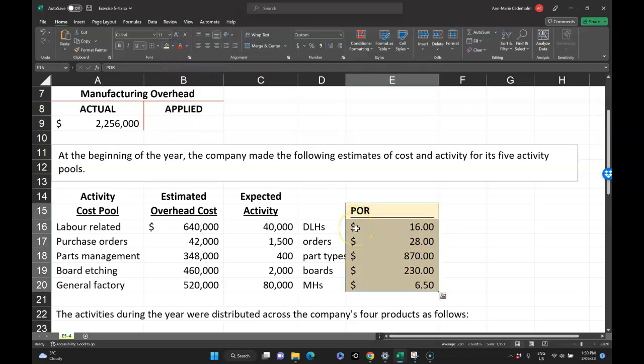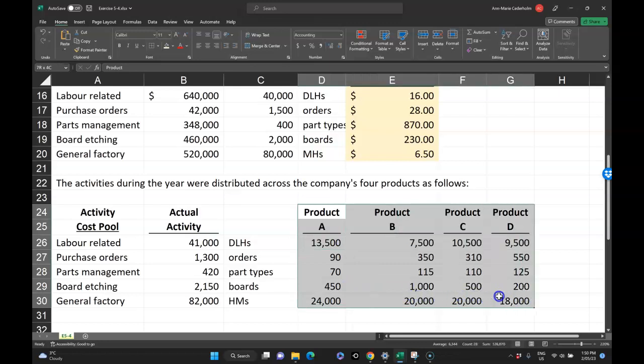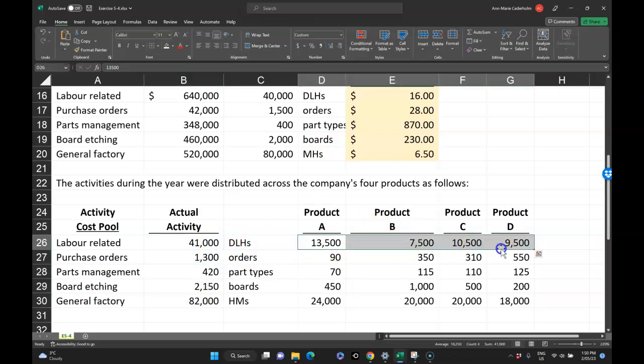So that's step 6. Now, step 7 happens when we start the product and when we complete the product. So we have 4 products, A, B, C, and D. And here's the actual activity. So that's just the total. If I add all of those products up, that comes to 41,000 direct labor hours. This one comes to 1,300 purchase orders and so on. But what I want to do is price these out individually.